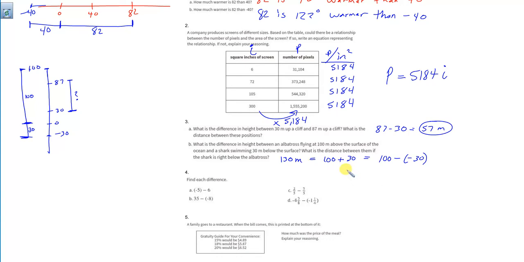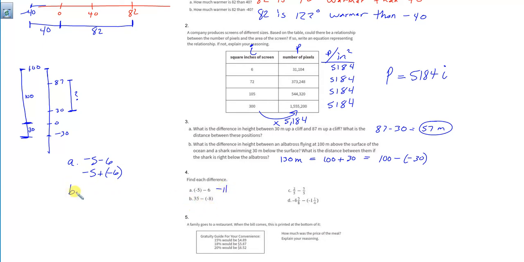And that's number 3. Number 4, we have to find the difference, so we just have to do a little bit of work. I've got space over here. I'll do A and B, and then I'll do C and D over here. So A, negative 5 minus 6 is the same as negative 5 plus the opposite of 6. The signs are the same, so I'm going to add them together and get negative 11.